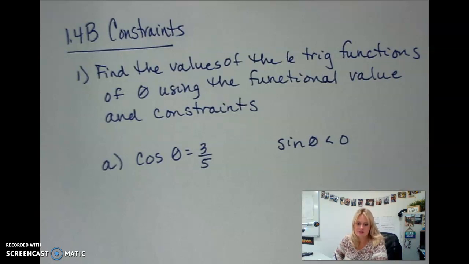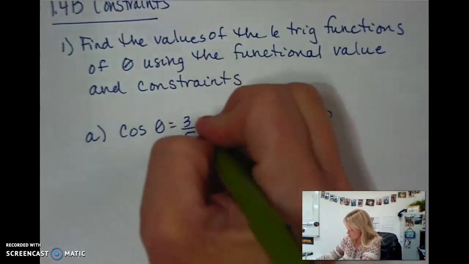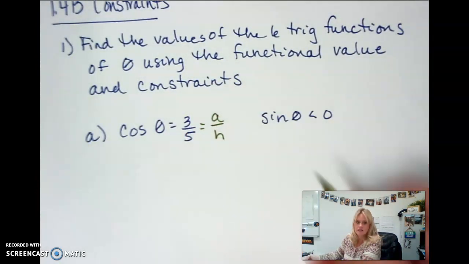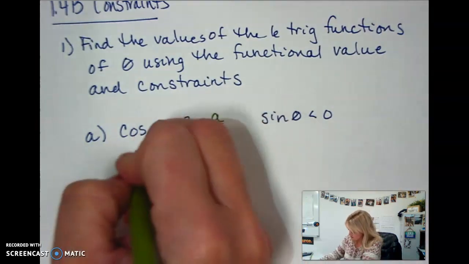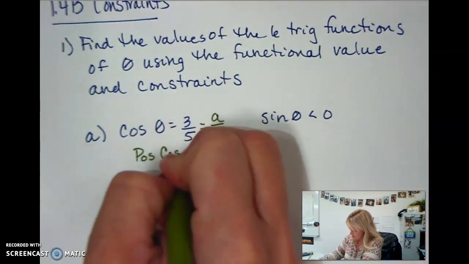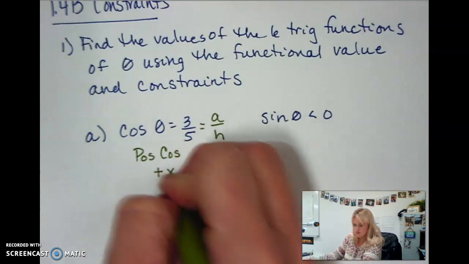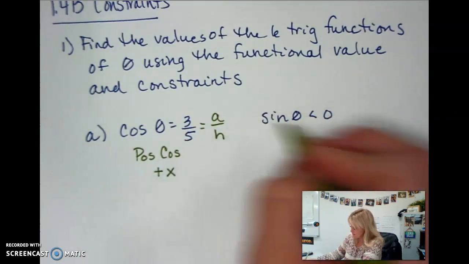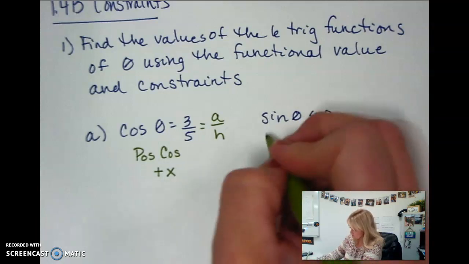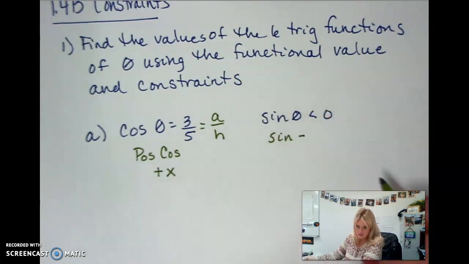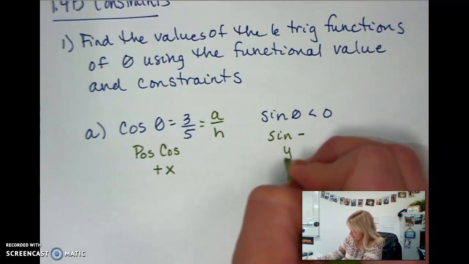Okay, now that we reviewed what constraints might look like, this is how we're going to use it. So if you look at this example here, find the values of the 6 trig functions using theta, but also using the constraint. So cosine, we know, is ca. We also see that this is positive, so we have a positive cosine. So when are our values of x positive? And it says sine is less than 0, so when is sine negative? Well, that are our y values.